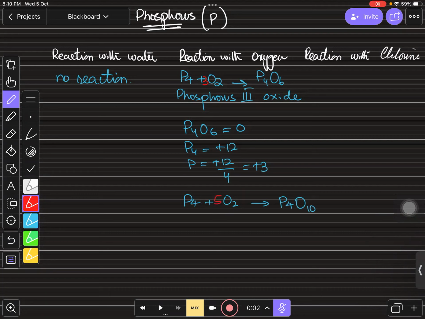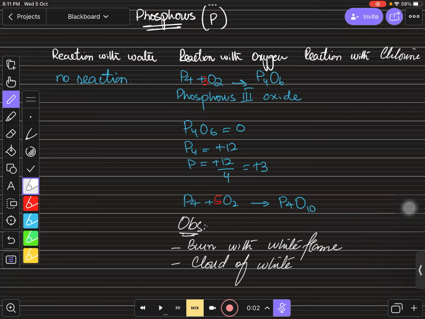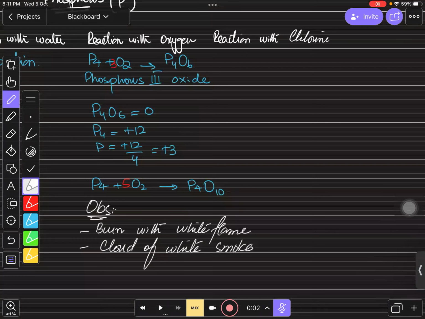The same situation over here if you talk about the oxidation state, and phosphorus is having +5 oxidation state over here, right? And if you talk about observation of the reaction, when phosphorus catches fire, it will give you a white flame. So you can say that it burns with white flame. This will be the observation of this reaction, right? Or you can say a cloud of white smoke, right?